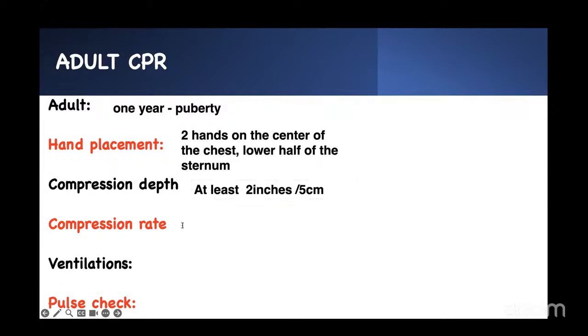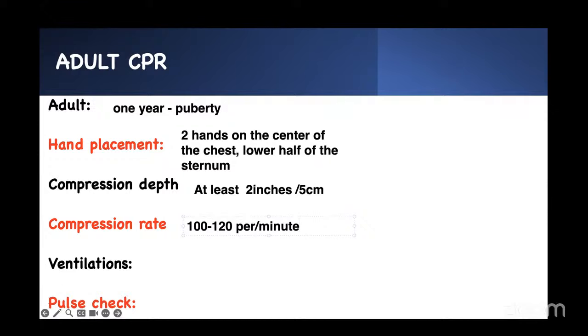Compression rate. Whether you're a kid or an adult, it doesn't matter. Everybody gets 100 to 120 per minute. So every minute you have to do this compression rate, 100 to 120. Even if you're tired, we've got to change you, but we've got to get at least 100 and no more than 120. Very, very important. That's the compression rate.